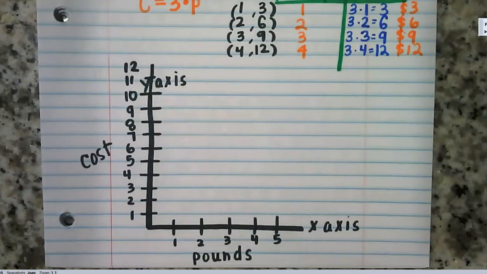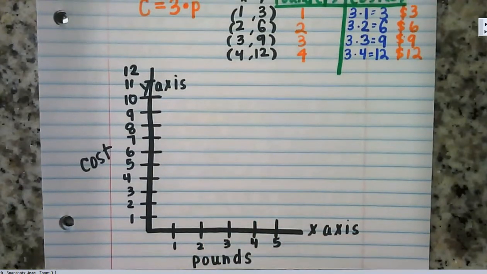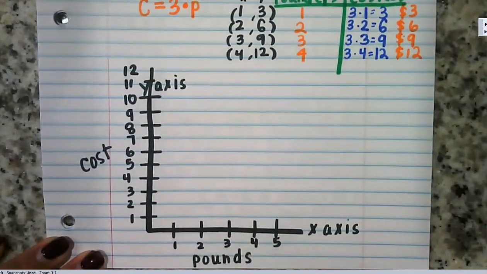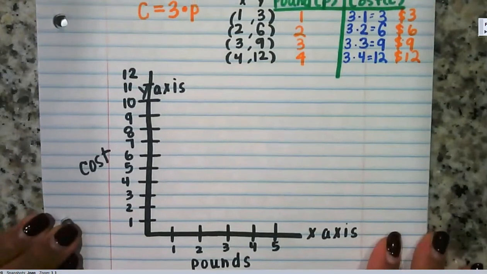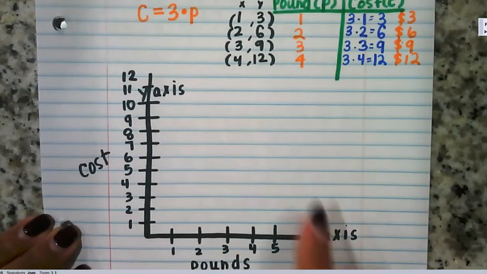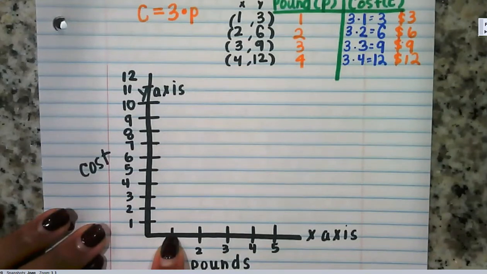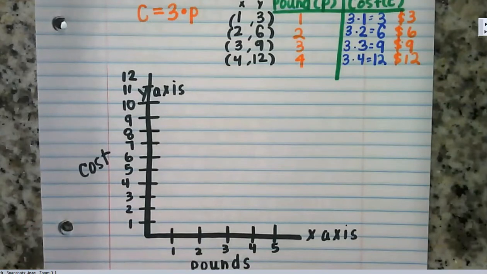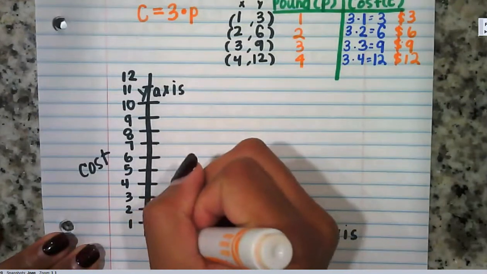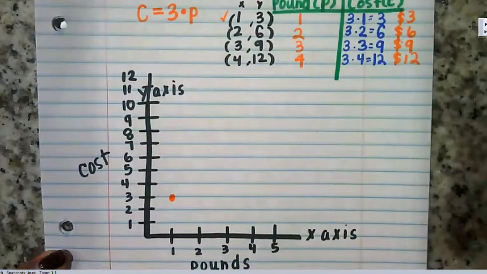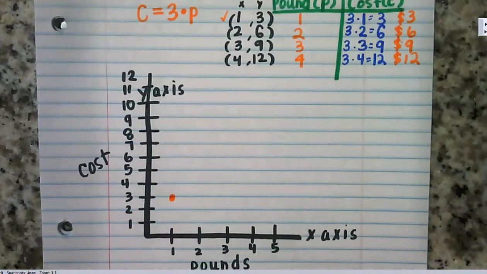I like to think about graphing ordered pairs like getting on an elevator. I'm going to walk on the elevator and then I'm going to go up to the level that I'm going to. So the first thing is my x value, my 1 pound. So I'm going to walk over to 1 and then I'm going to go up 3 levels. And that's the cost, $3. 1, 2, 3. So at this point, over 1, up 3, I'm putting my first point. First point, check.